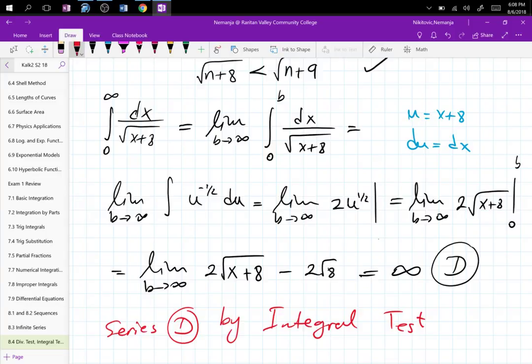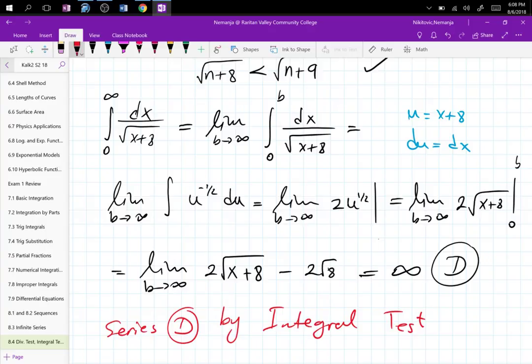Yes? Is it the P series? Yes. We did not learn this technique yet. It's called the comparison test. That's next lecture, 8.5. Right? Now, probably we'll deal with those tomorrow because we still have root and ratio to get there.